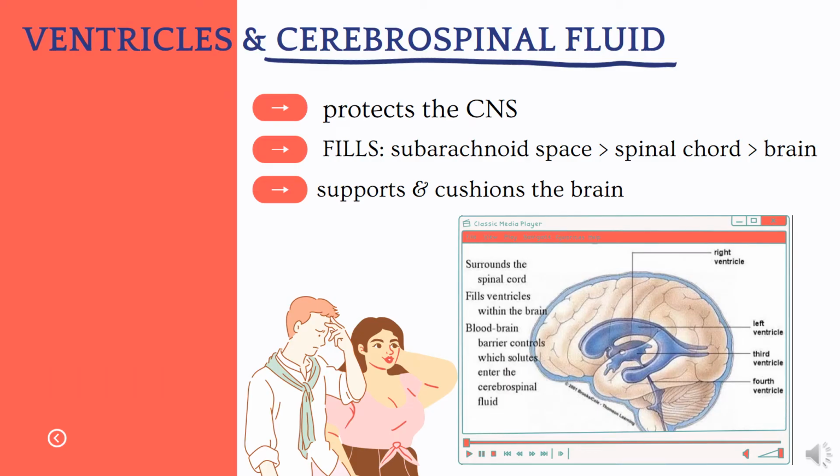Ventricles and cerebrospinal fluid. Cerebrospinal fluid or CSF protects the central nervous system, fills the subarachnoid space, the central canal of the spinal cord, and the cerebral ventricles of the brain. It supports and cushions the brain.